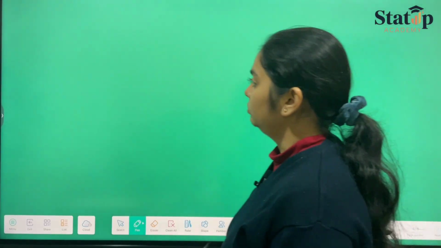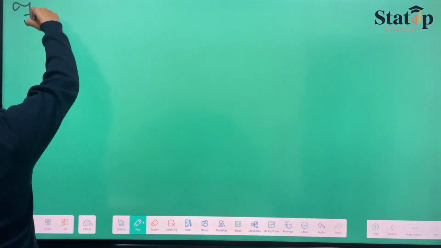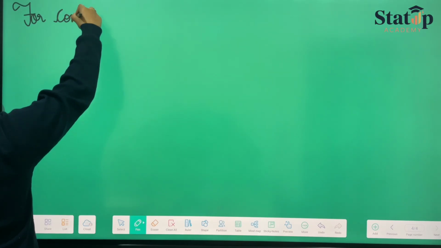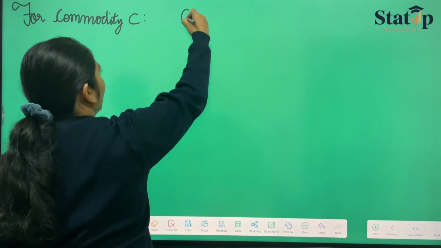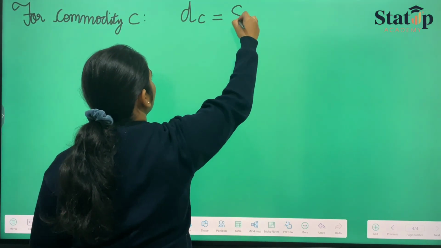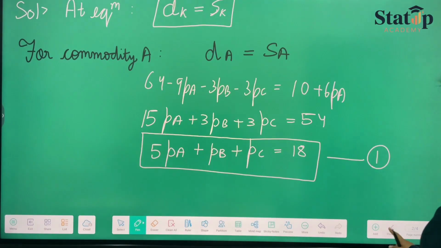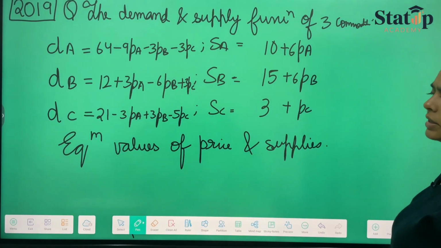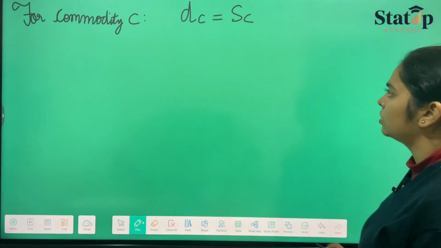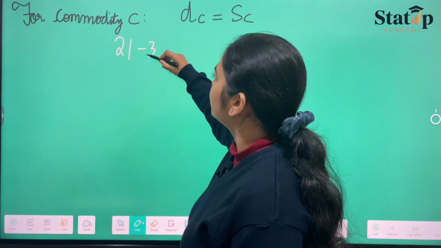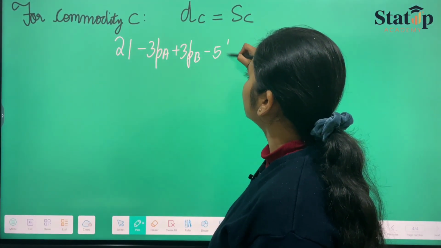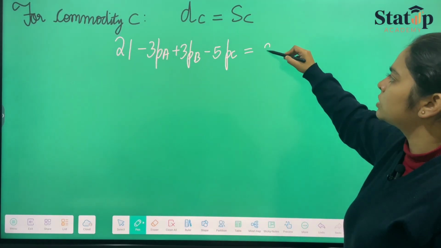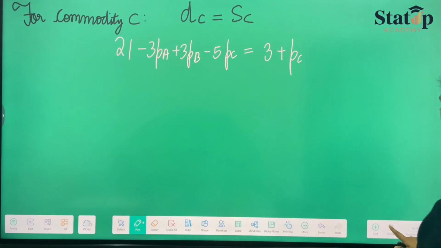Now taking the third commodity, which is commodity C. We know that the demand function of commodity C should be equal to the supply function of commodity C. Demand function of commodity C is 21 minus 3 PA plus 3 PB minus 5 PC, and the supply function was 3 plus PC, if I am right here.